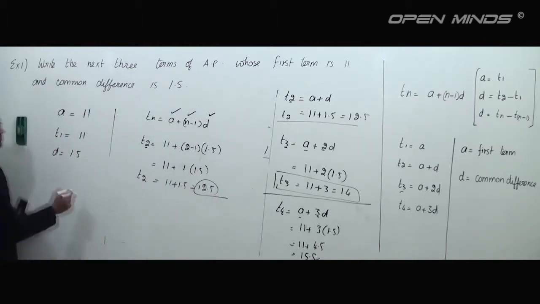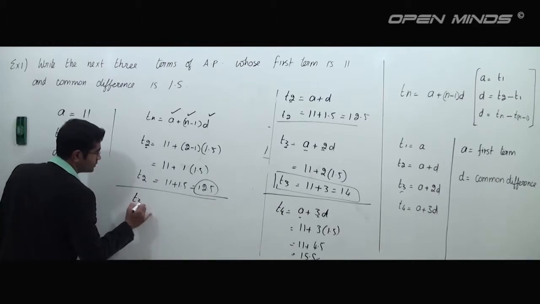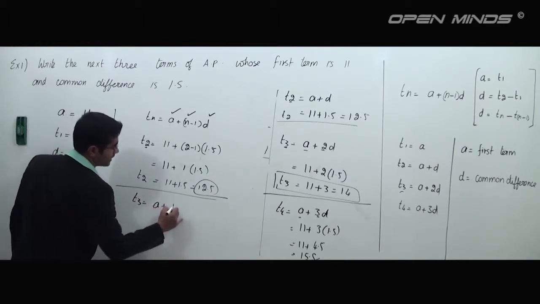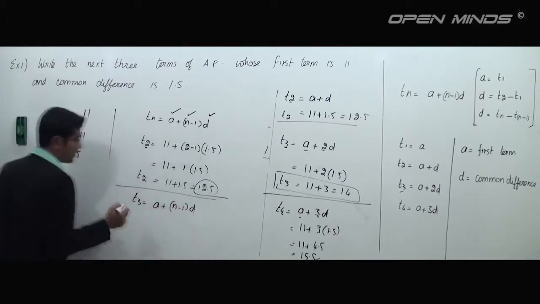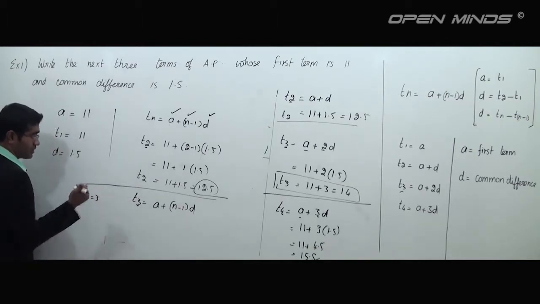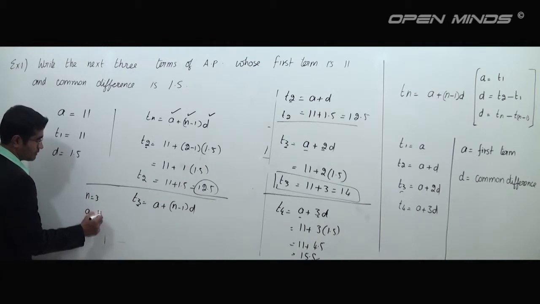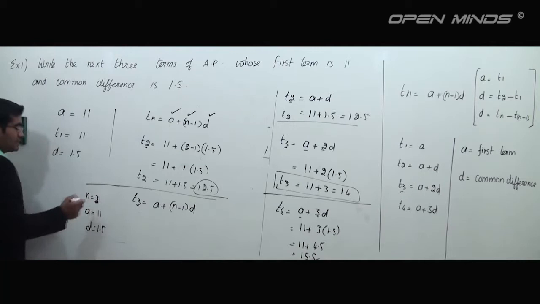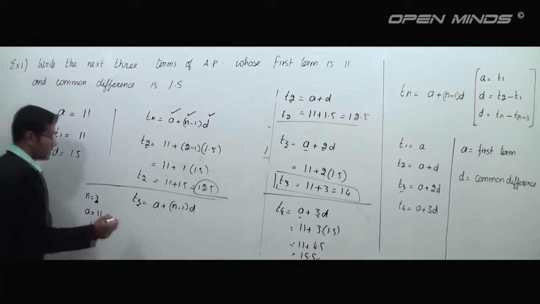I need T2 done. I need T3. For T3, I need what? a plus (n minus 1) into d. Now, when I say T3, it simply says that n is 3. Got it? a is anyway given to me as 11, and d is also given to me as 1.5. So the only thing what I wanted is 3. For the third term, n is 3. Can I find the third term?